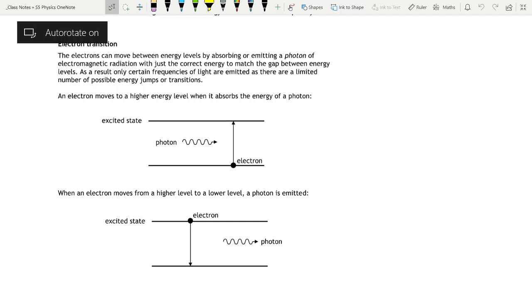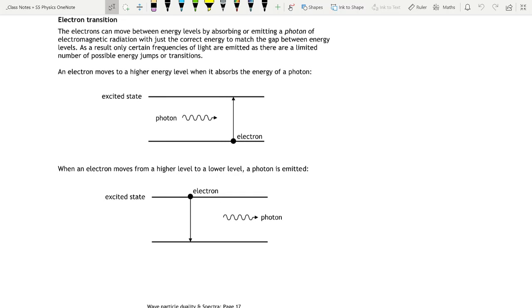So electrons can move between energy levels by either absorbing or emitting a photon of electromagnetic radiation, usually light, with just the correct energy to match the gap between the energy levels. As a result, only certain frequencies of light are emitted, as there are a limited number of possible energy jumps or transitions in each element. Each atom of each element has these specific energies of the energy levels.